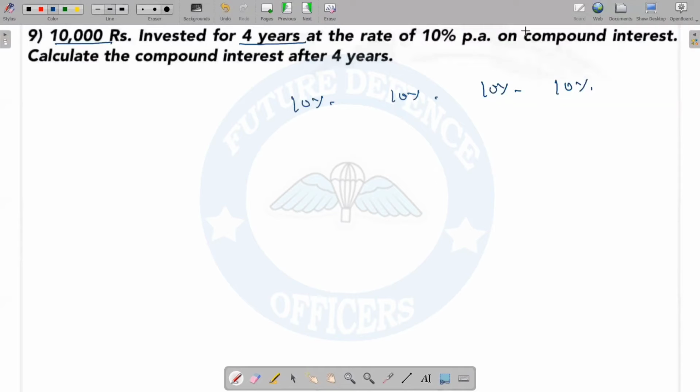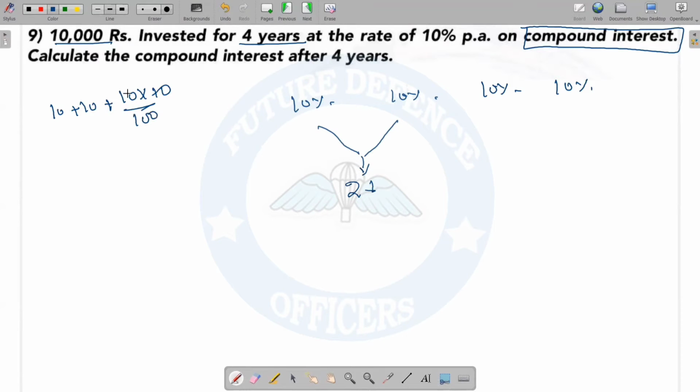Why are we doing this? The one special word written here is compound interest. That's why we are merging the percentage like this. So 10%, 10%, if we merge, you will get 21%. Like this, 10 plus 10 plus 10 into 10 upon 100. A plus B plus A into B upon 100. So this became 20 plus 1, 21%.